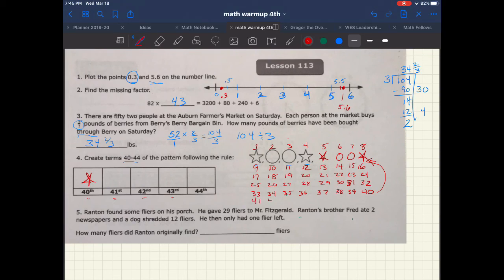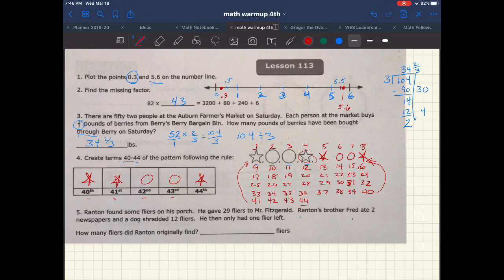And if I kept going, 41, 42, 43, 44, I can see that 41 is also a star. 42 is a circle. 43 is a circle. And 44 is my last star. So star, star, circle, circle, star for the 40th through the 44th term.